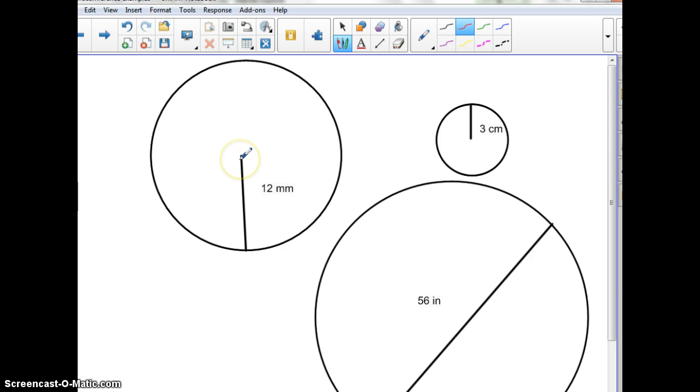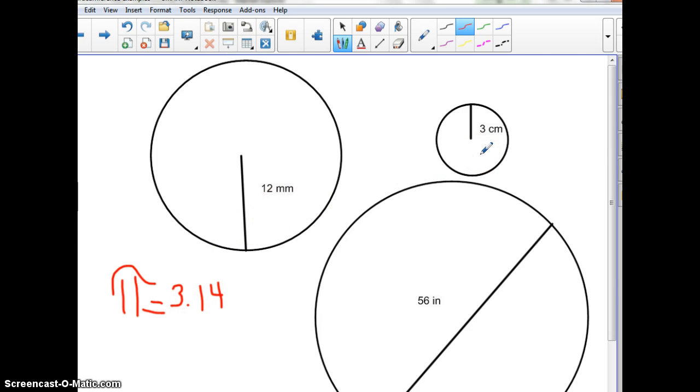Another example with a radius. It's only halfway, so first we have to double it. Double it and you'll get 24. 24 times pi. Remember, here's the symbol for pi. It looks kind of funny. 3.14. So 24 times pi would be the circumference. And the circumference is 75.36 millimeters.